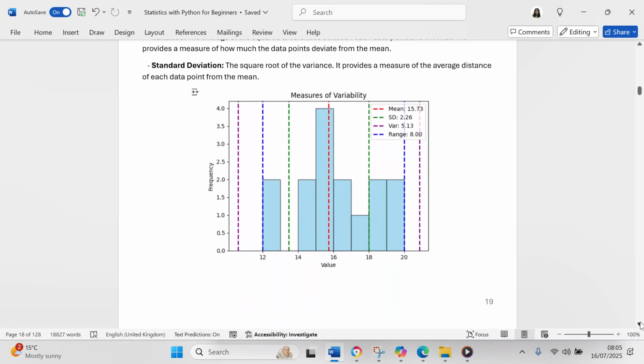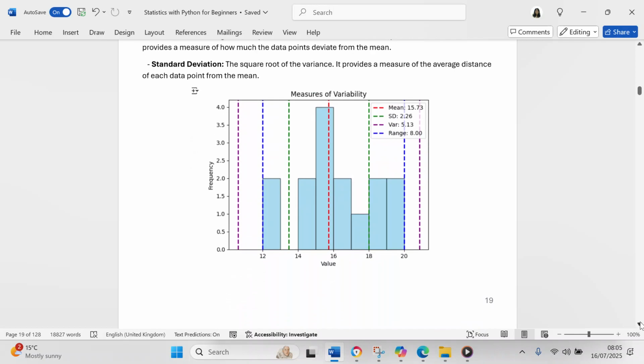And then so we've got a diagram of the measure of variability. You can see the mean is in red, the standard deviation is in green, the variance is in purple, and the range is in blue.